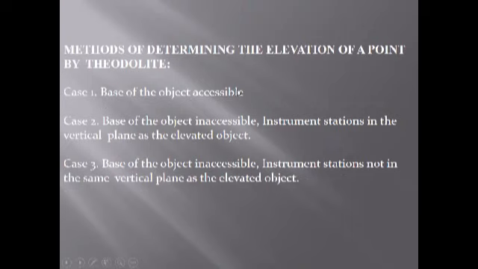Case one: the base of an object is accessible. Case two: the base of the object is inaccessible and the instrument station is in the same vertical plane as the elevated object. Third case: the base of an object is inaccessible and the instrument station is not in the same vertical plane as the elevated object. So we move to our topic, base of an object accessible.